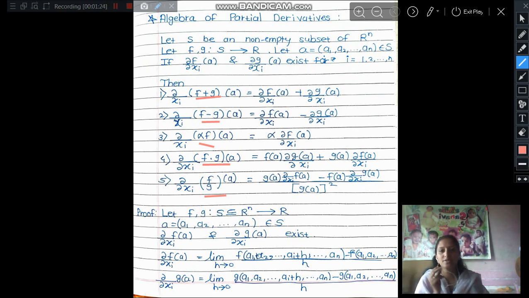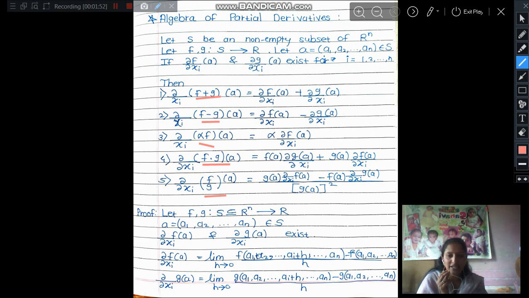First one, consider the proof. Let f and g be functions defined from R^n to R. Okay, they are scalar valued functions, and we are given that ∂f/∂xi at a and ∂g/∂xi at a exist. So what is the definition of ∂f/∂xi at a? It is the limit as h tends to 0 of [f(a1, a2, up to ai plus h, up to an) minus f(a1, a2, up to an)] upon h.